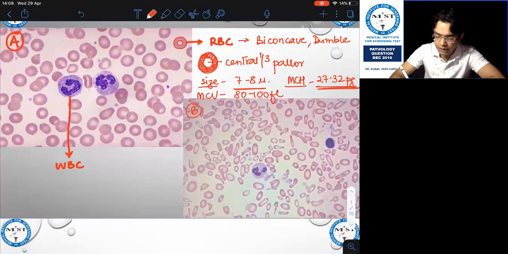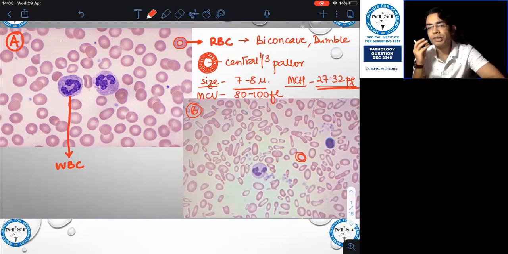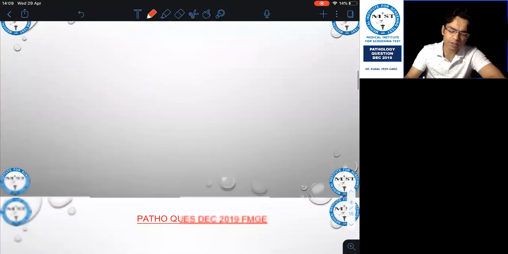For example, you see this RBC. This is the RBC, and see the amount of white color it has inside. So these RBCs are becoming small and they are losing the hemoglobin also. So whenever the MCV is low and MCH is low, that means the RBCs are going small and the color is also going less. So the type of anemia would be microcytic hypochromic. Let's see the second question.